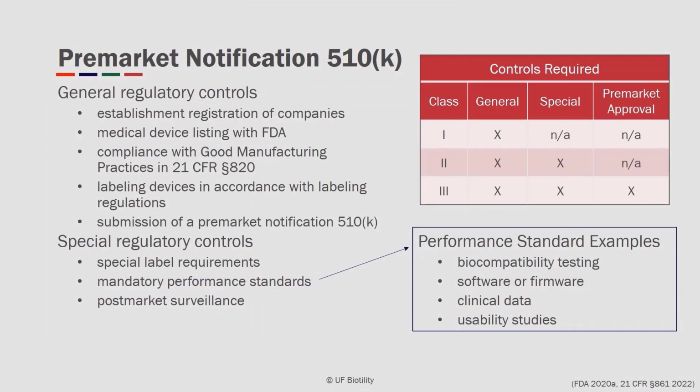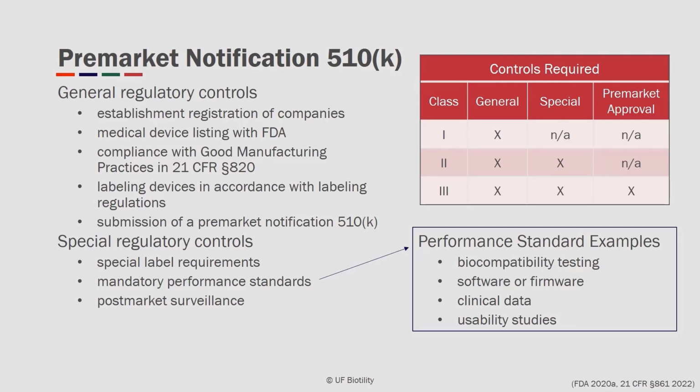As a reminder, both general regulatory controls and special regulatory controls apply to Class 2 medical devices that require pre-market notification. The general controls required for Class 1 devices including establishment registration of companies, medical device listing with FDA, compliance with current good manufacturing practices in 21 CFR 820, labeling devices in accordance with labeling regulations, and submission of a pre-market notification 510K, are also required for Class 2 devices.